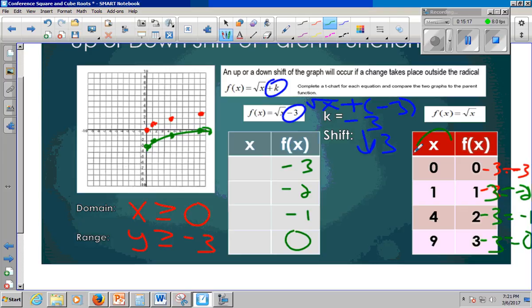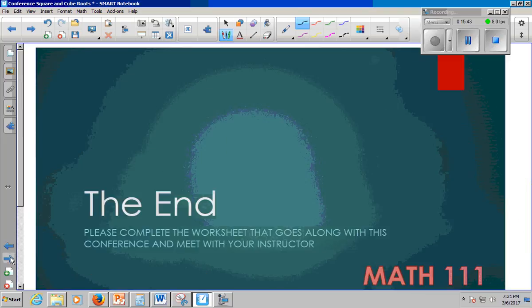And again, we just don't move our graph left to right, so it stays 0, 1, 4, 9. I'm just going to check these, right? So 0, negative 3, check. 1, negative 2, check. 4, negative 1, check. And 9, 0, check. So this is indeed a shift down 3 from our parent graph. All right, that is the end of part 1.